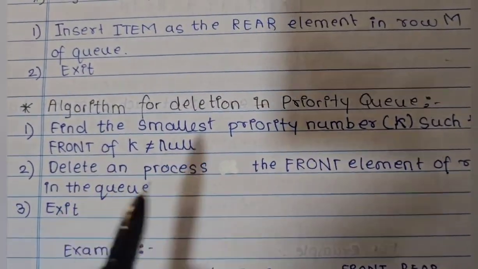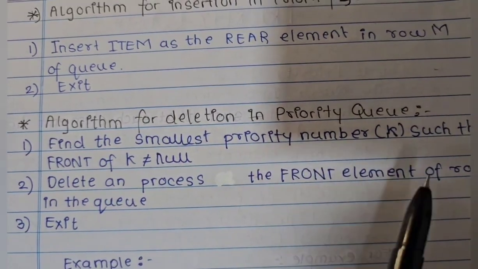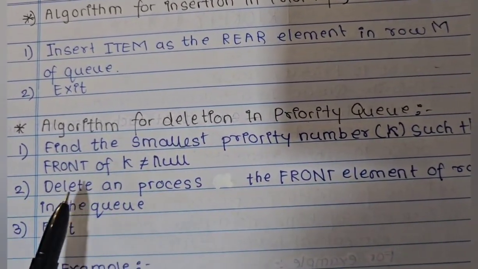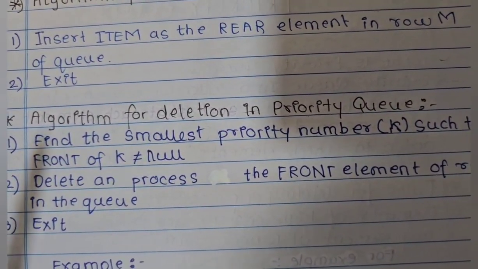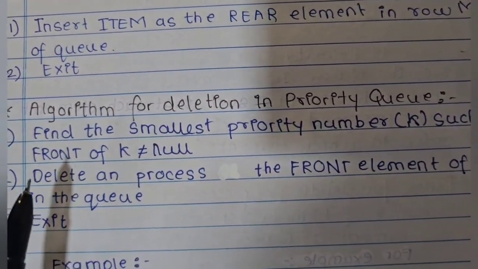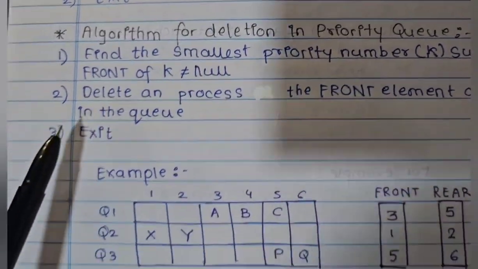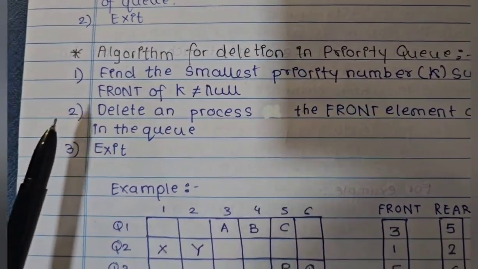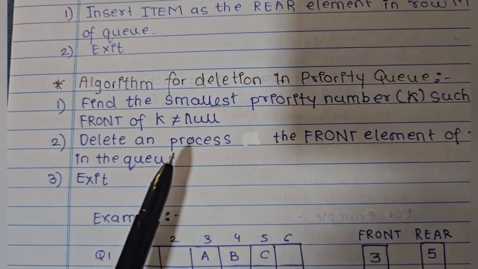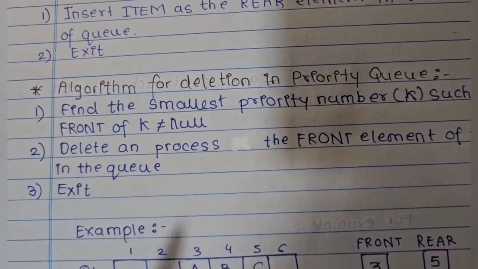Further, the algorithm for deletion in a priority queue. The first step is to find the smallest priority number k such that front of k is not equal to null. We always have to remember that the front of the priority number should not be null, or else it will become an underflow condition. If the underflow condition is met, then we can't delete an item. Second, delete and process the front element of row k in the queue. Third, exit.